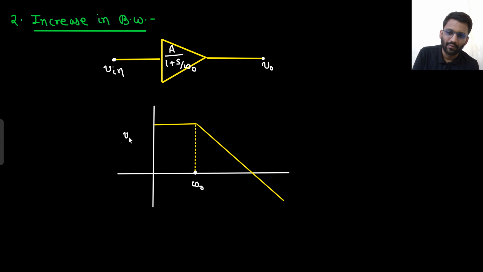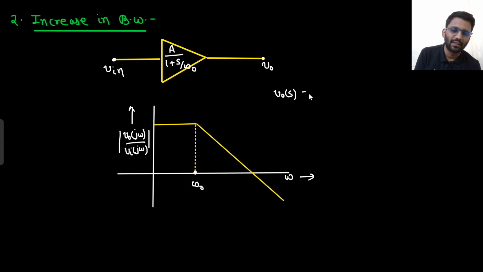So I can write magnitude of V naught of j omega divided by V in of j omega with respect to omega. This is our frequency response, and here your V naught of S equals A divided by 1 plus S by omega naught, into V in of S.